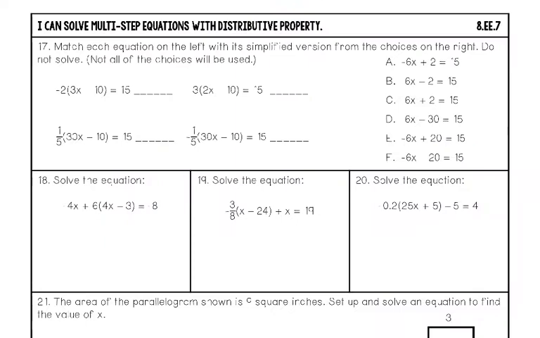Number 17 is a matching question. It says match each equation on the left, so all of these, with a simplified version on the right. Doesn't tell you to solve it. And it says not all choices will be used. And if you notice, all these look very similar. So let's make sure that we're watching our signs.